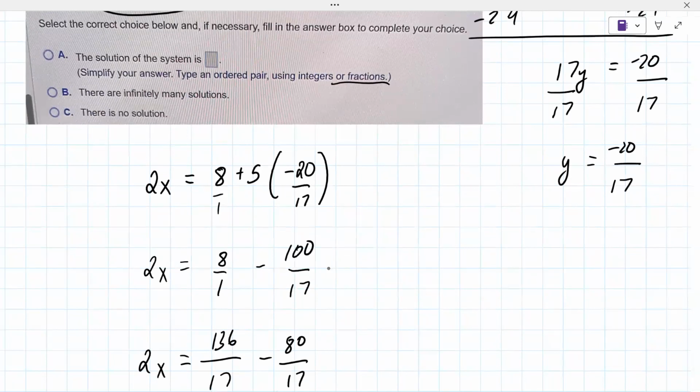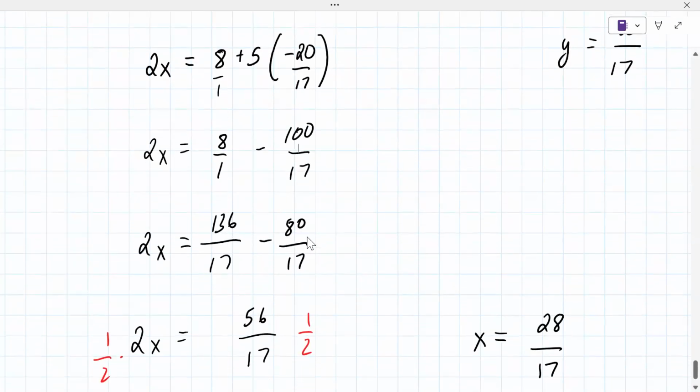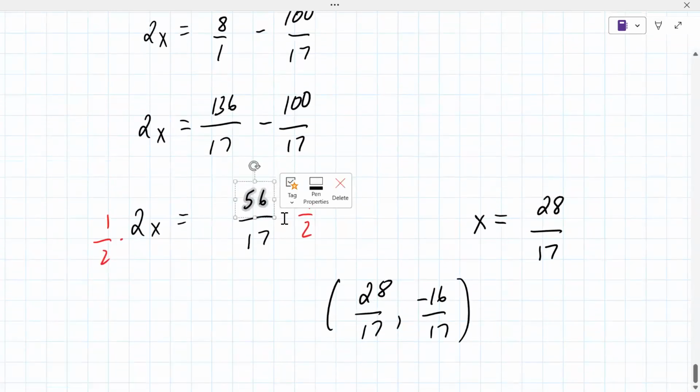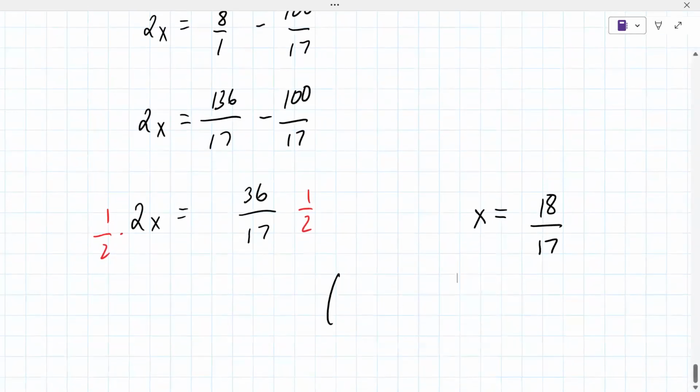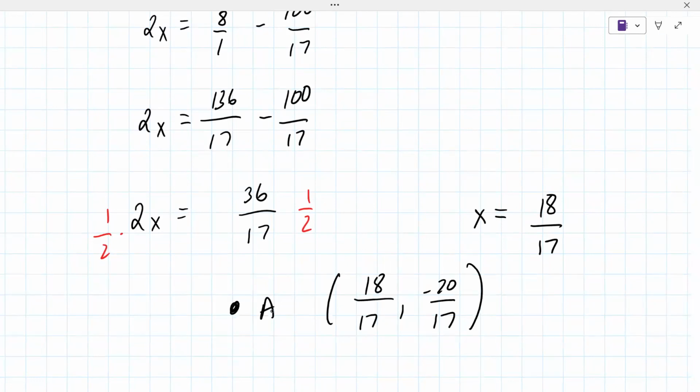I'm sorry, it ends up being 100 there, which ends up being 36, which ends up being 18 over 17. And there's no partial credit. You're either fully right or fully wrong. But that is the correct answer there. So that's letter A. I'm gonna check that radio button.